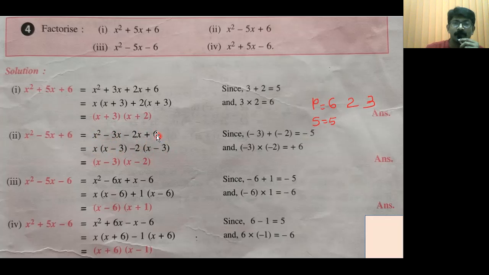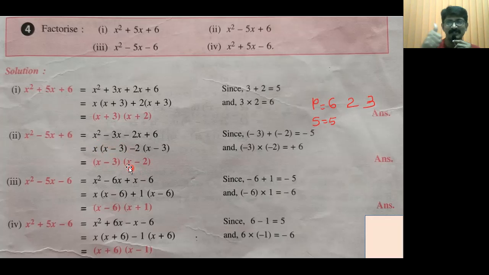Simple. Positive 6 divided by negative 2 will turn out to be minus 3 as the quotient, isn't it? Now understand, student, this bracket and this bracket have to be identical. So x minus 3 has been taken out common. So what is left over? X minus 2. Isn't it a very, very simple sum?